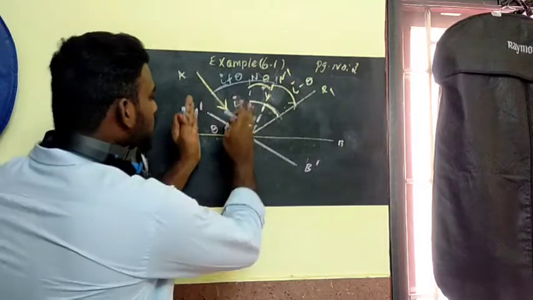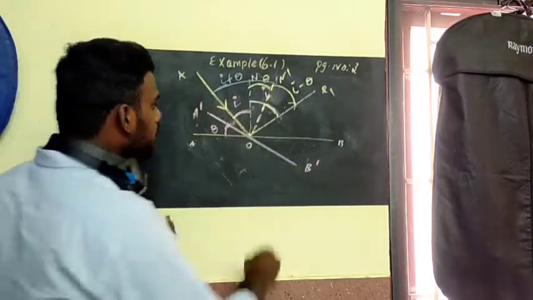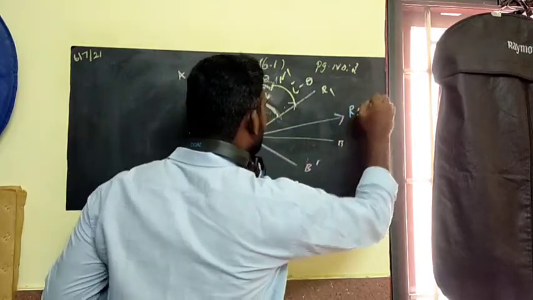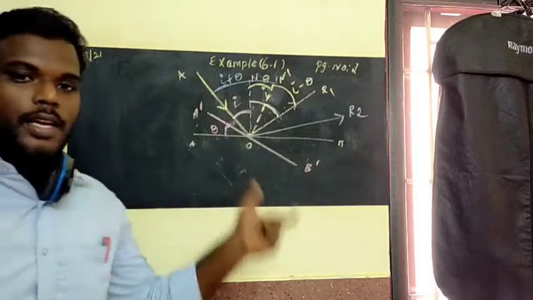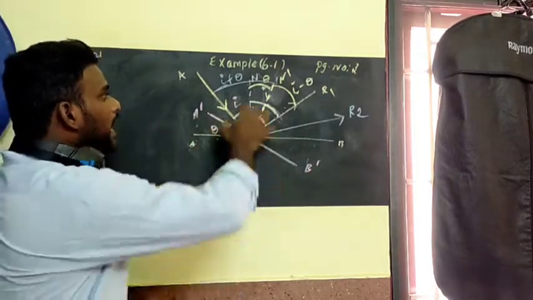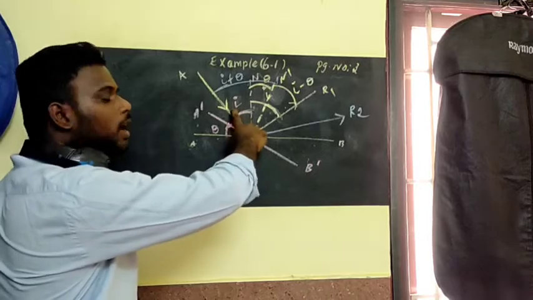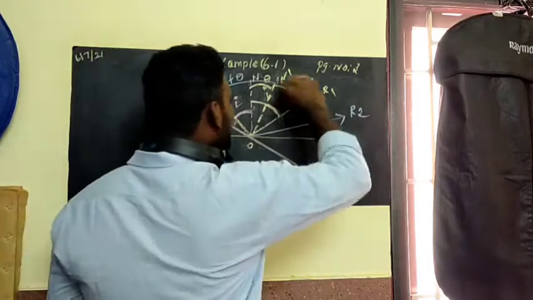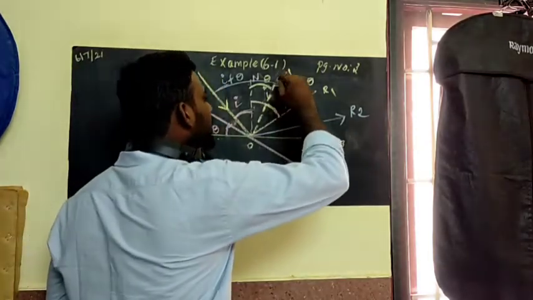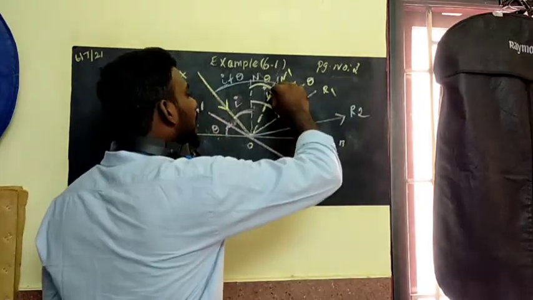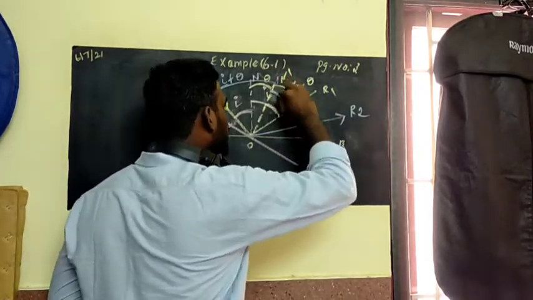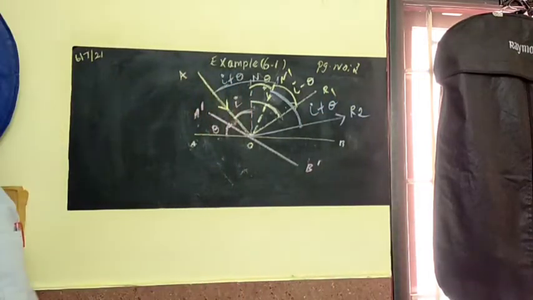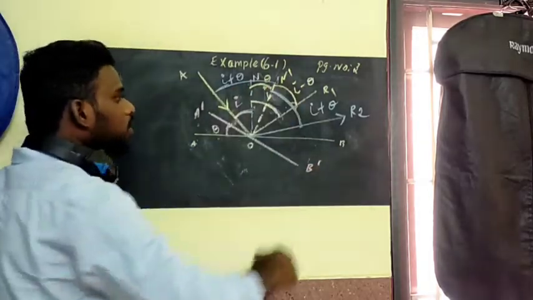The next one. When you tilted the mirror by some angle, the reflected ray will be this one. This is called R2. Is that clear? Before tilting the mirror, the angle of incidence is i. After tilting, the angle of incidence will be i plus theta. So after tilting the mirror, the angle between the new reflected ray and the normal will also be i plus theta.